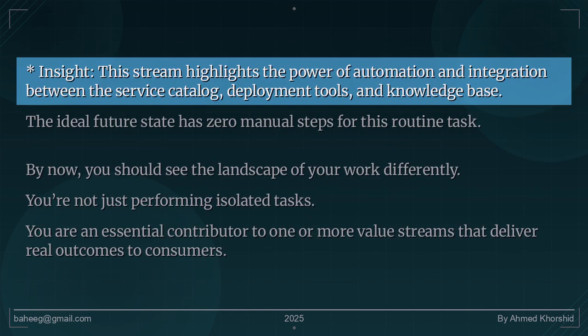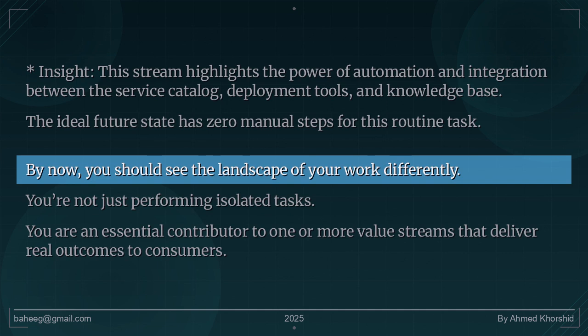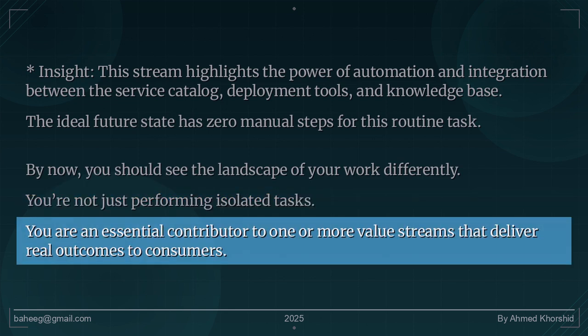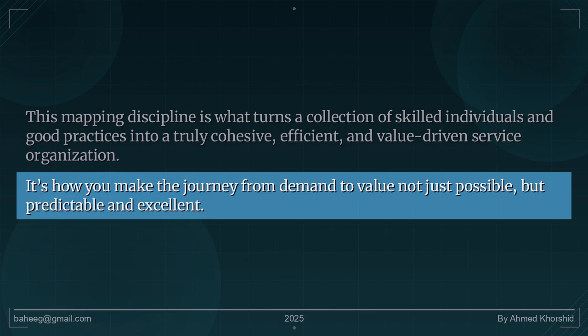Insight, this stream highlights the power of automation and integration between the service catalog, deployment tools, and knowledge base. The ideal future state has 0 manual steps for this routine task. By now, you should see the landscape of your work differently. You're not just performing isolated tasks. You are an essential contributor to one or more value streams that deliver real outcomes to consumers. This mapping discipline is what turns a collection of skilled individuals and good practices into a truly cohesive, efficient, and value-driven service organization. It's how you make the journey from demand to value not just possible, but predictable and excellent.